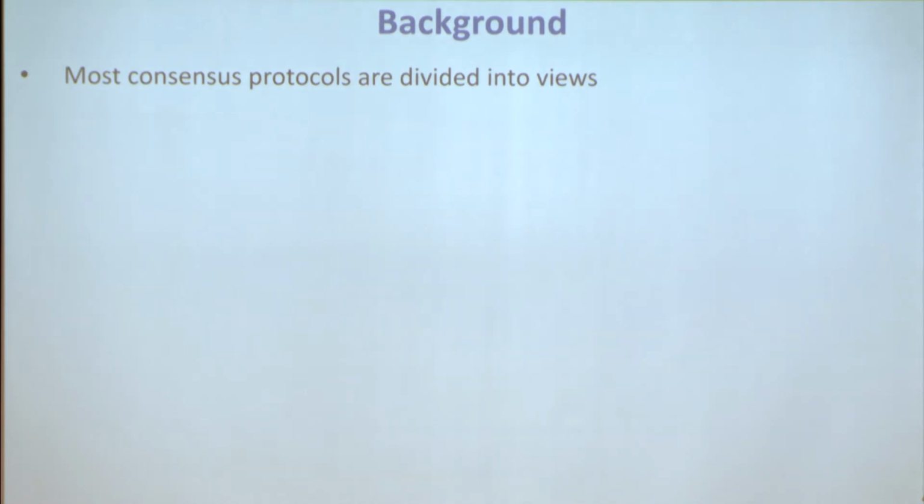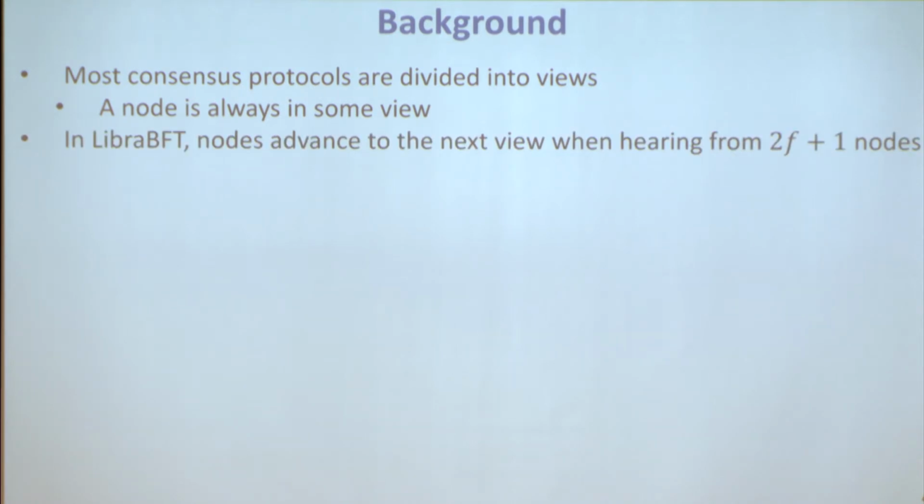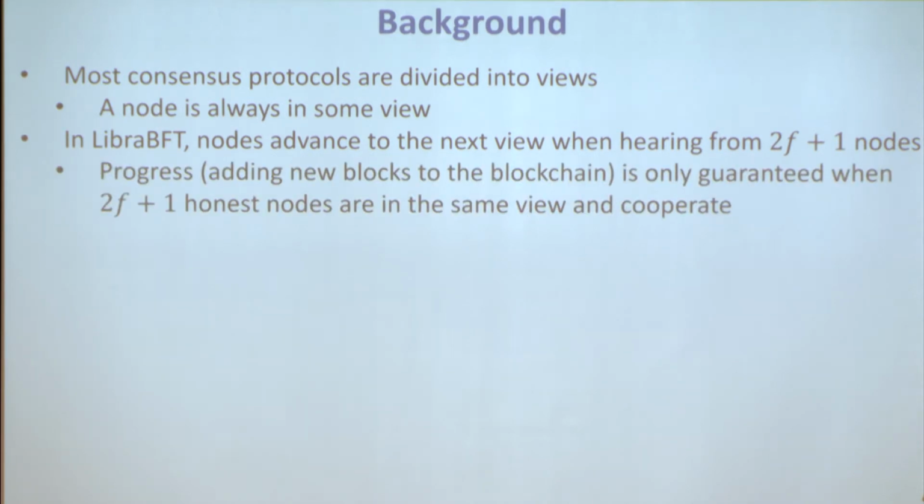Now, most consensus protocols are divided into views or rounds. A node is always in some round. A round is simply a number: 1, 2, 3, 4. In LibraBFT, as in other consensus protocols, nodes advance to the next view when they hear from 2f+1 nodes. Again, f is the number of Byzantine nodes in the system. Progress in the protocol, which means adding more blocks to the blockchain, is guaranteed when 2f+1 honest nodes are in the same view and cooperate among them.